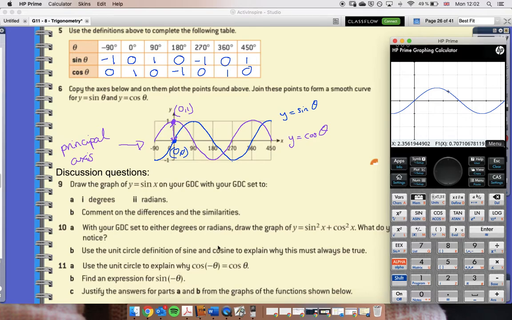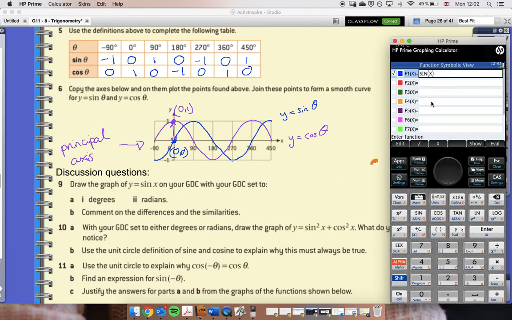Okay, so let's move on to question 10. We'll stick in radians as that's what we are in. Let's do the graph of sine squared x. So I'm going to put that in brackets, sine x, and then I'm going to go out to square it, plus cos x, out there.